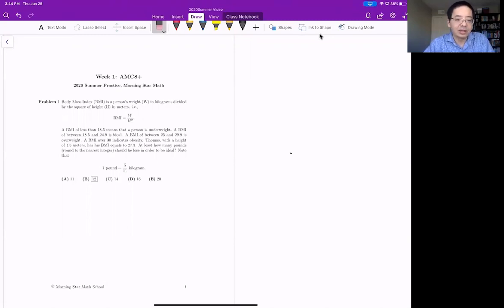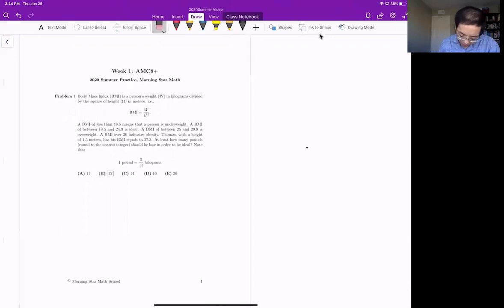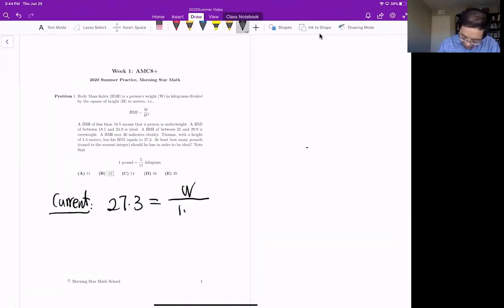So this is about a quantity called BMI. According to the formula, it's the weight divided by the square of the height. All right, so Thomas, according to assumptions, his current BMI is 27.3, which is his current weight divided by the square of his height. That's 1.5 meters. That is given.